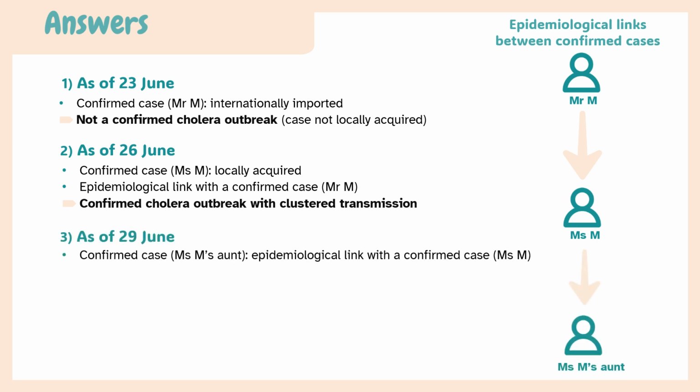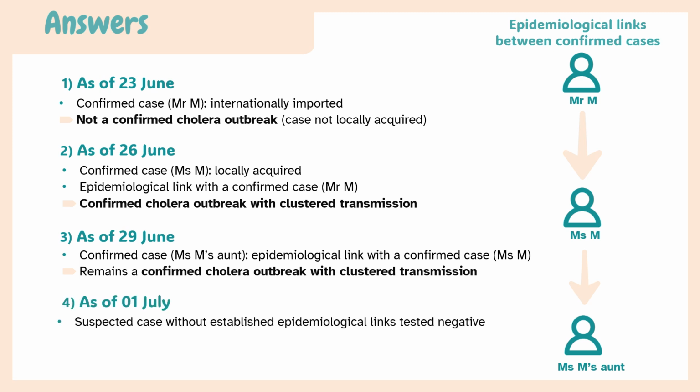As of 29th June, there is another confirmed cholera case, the aunt of Miss M, who also has an epidemiological link with a confirmed cholera case, Miss M. The cholera situation remains a confirmed cholera outbreak with clustered transmission.